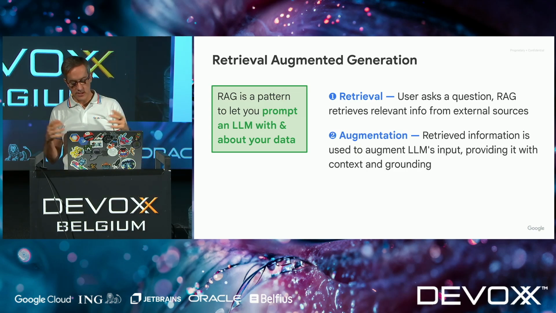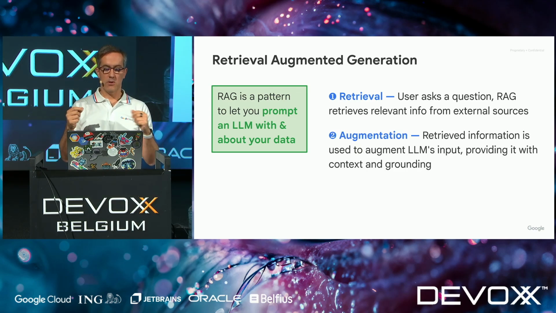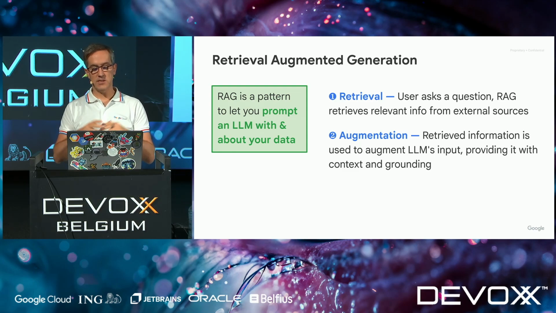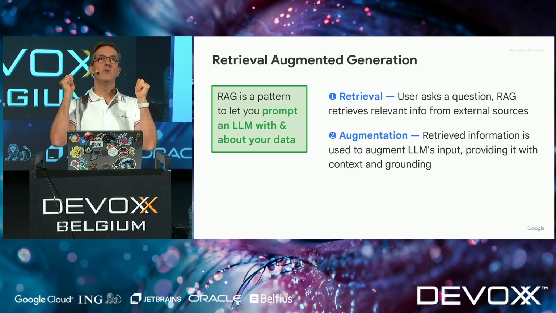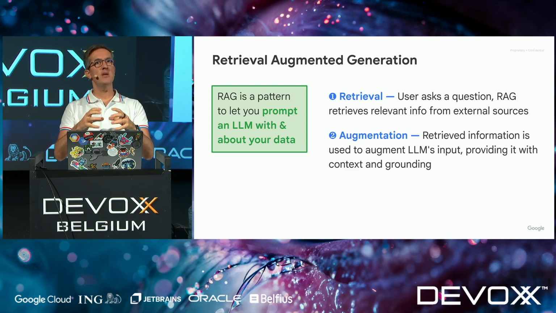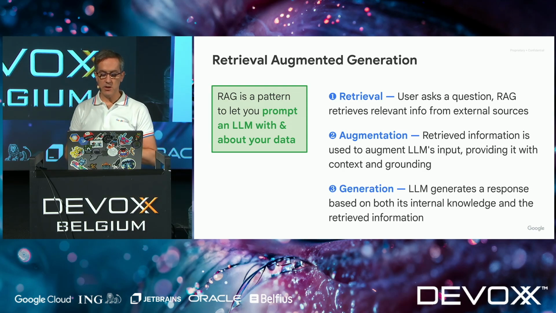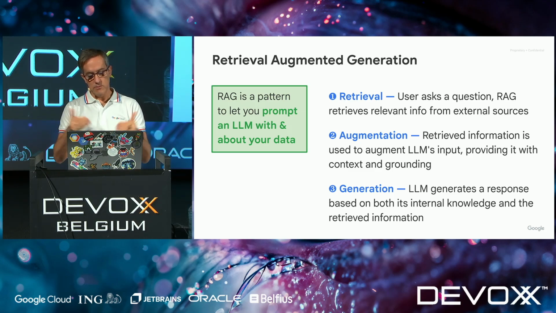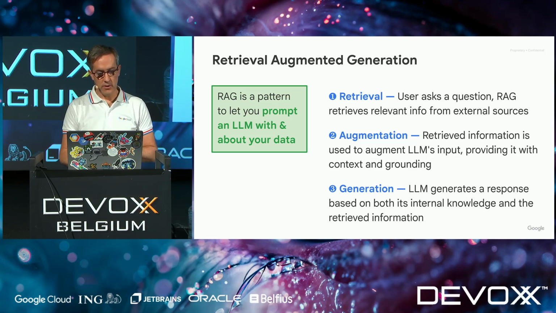Augmentation, that's the way the system is going to augment the prompt, the question, the query that you send the LLM, because it's going to say, okay, can you reply to that question, but using those extracts of the information that I'm giving you. And the generation, of course, that's the part where the LLM does the work and generates a response, ideally based on the knowledge you've given it.